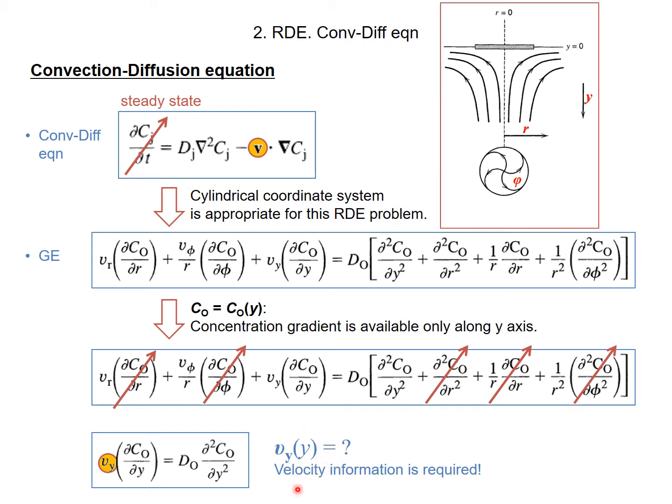So velocity information is required. We cannot get the velocity profile in terms of y from this governing equation. After getting the functional form of the velocity, we introduce that function into this equation, and then we could solve this problem. Then finally we could obtain the concentration profile in terms of y.